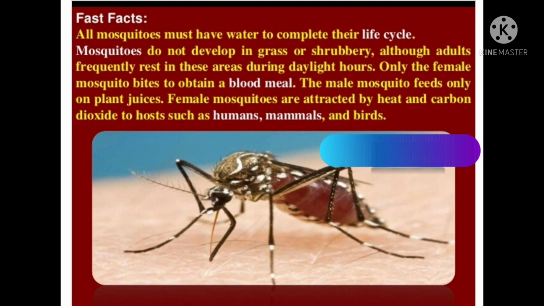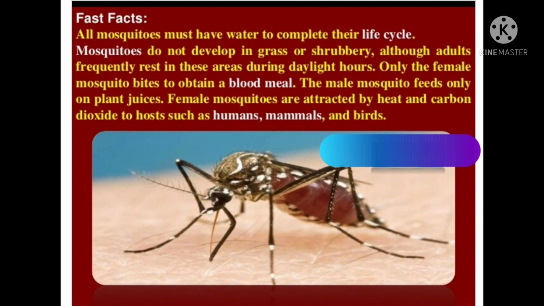So what we can recognize is the adult mosquitoes stay in grass or shrubbery and bushes in the daytime for getting the rest that they need. Only the female mosquito bites to obtain a blood meal. The male mosquito feeds only on plant juices.